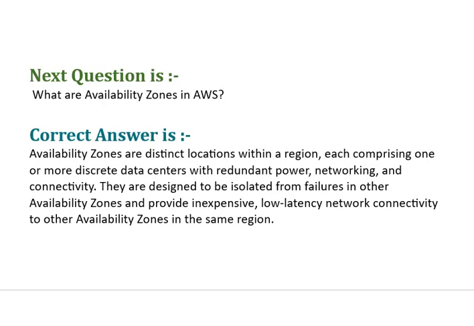Next question is, what are availability zones in AWS? Correct answer is, availability zones are distinct locations within a region, each comprising one or more discrete data centers with redundant power, networking, and connectivity. They are designed to be isolated from failures in other availability zones and provide inexpensive, low latency network connectivity to other availability zones in the same region.